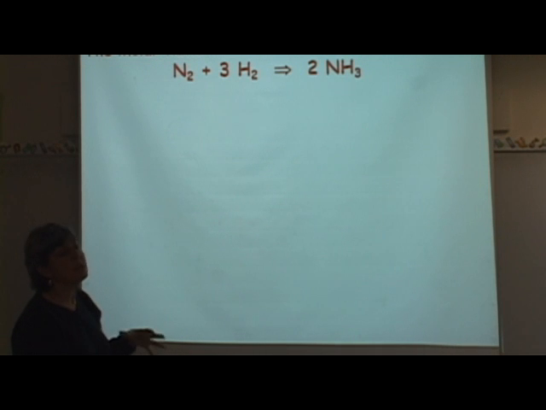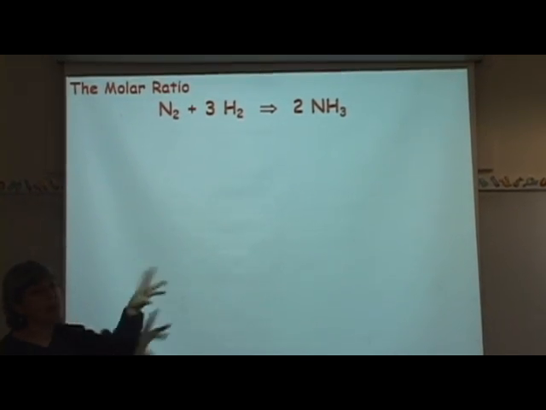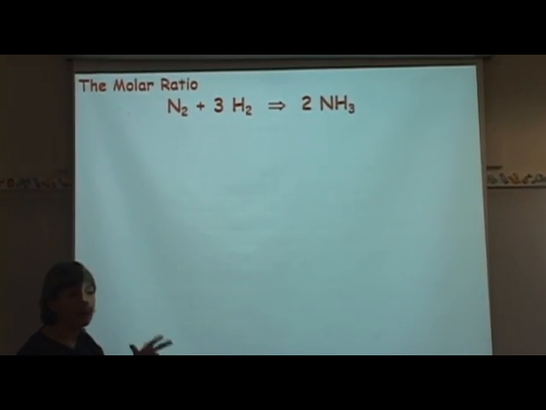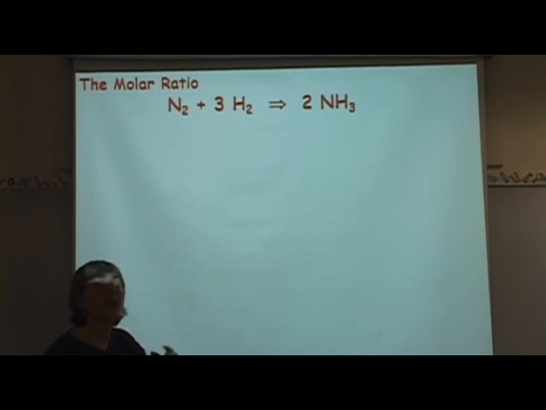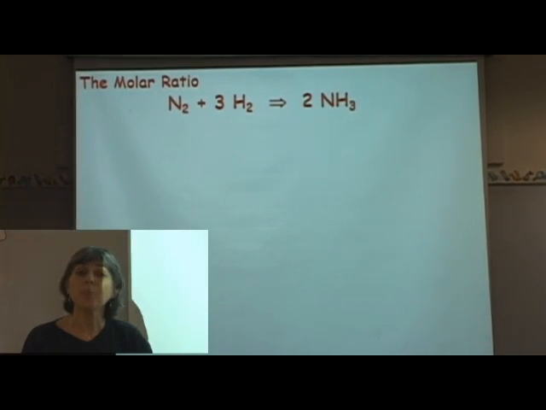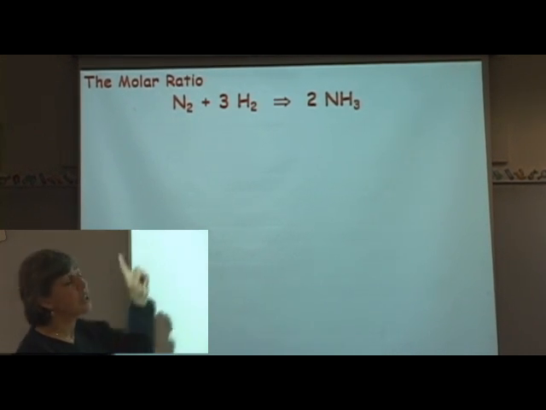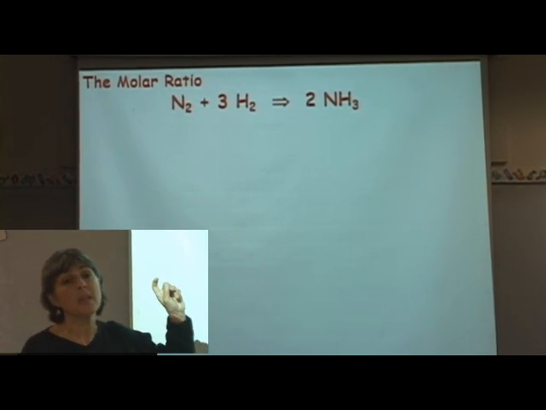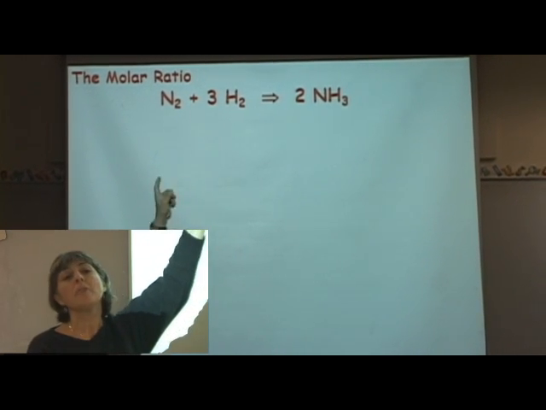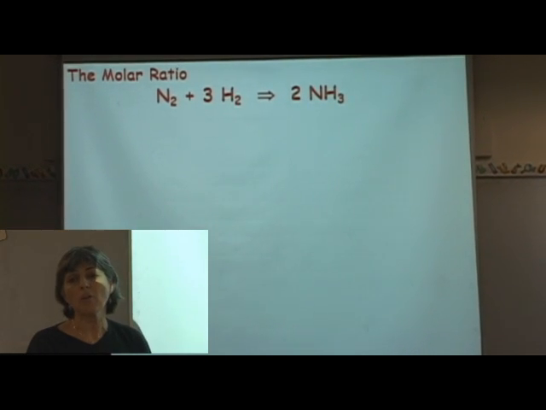Here's what the mole ratio is going to look like. Once you have a balanced equation, and this is why you have to know how to balance equations, and you have to know how to balance equations that are properly written as far as their formulas are concerned. So not only do you have to know what the coefficients are, but you have to make sure that the subscripts on each of the atoms are correct also.